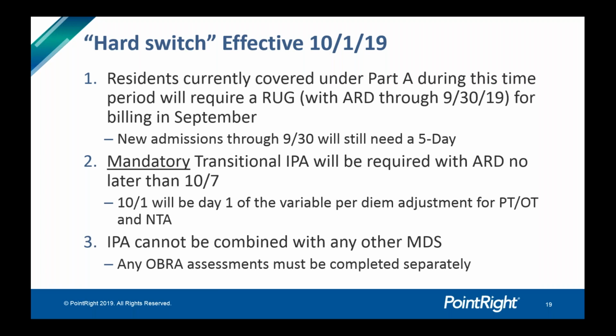Now, as I said earlier, the IPA cannot be combined with any other MDS, whether Medicare PPS or OBRA. It can't be combined with anything. So in order to make sure that you're meeting your OBRA requirements and staying in compliance, you can complete that IPA and an admission assessment with the same ARD, but they have to be coded as 2 separate MDSs and have to be submitted separately.